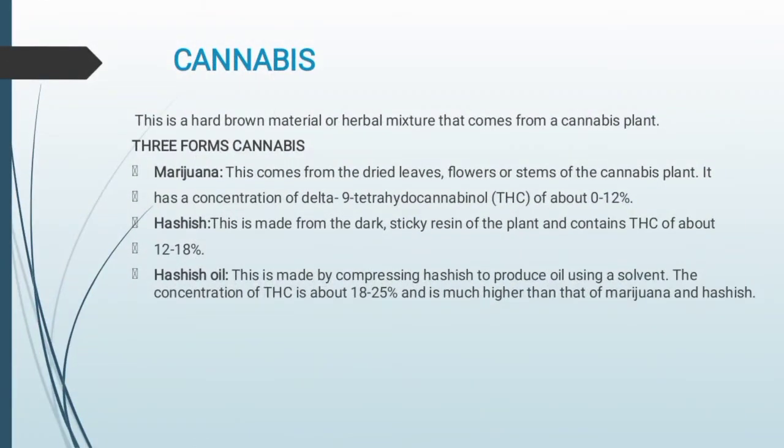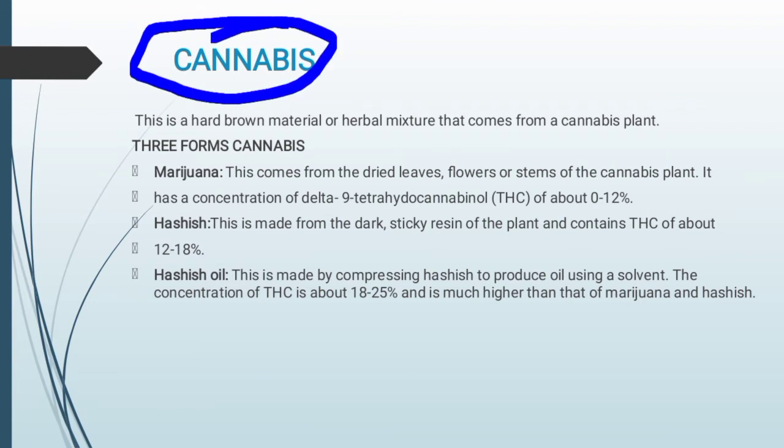Cannabis. What is cannabis? This is very dangerous. This is a hard brown material or herbal mixture that comes from a cannabis plant. We've got a cannabis plant. 3 forms of cannabis. Marijuana. This comes from the dried leaves, flowers, or stems of the cannabis plant. It has a concentration of delta-9 tetrahydrocannabinol of about 0 to 12%. This is a very deadly substance.